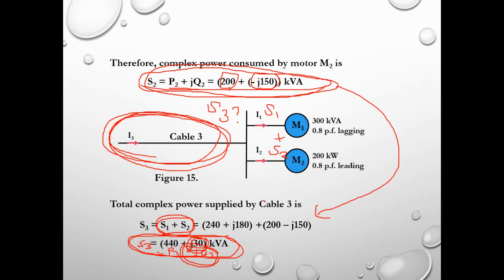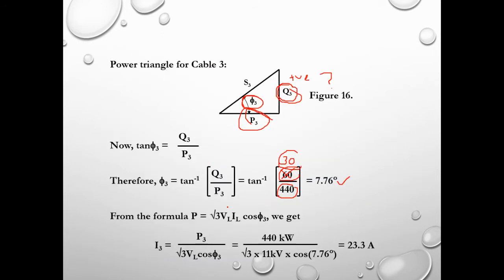And then using the formula P equal to square root 3 VL IL cos theta, we get over here I3 equal to P3 over square root 3 VL cos theta 3. So substitute again, this is supposed to be the new value, into here. So we got I3, which is 23.3 ampere.